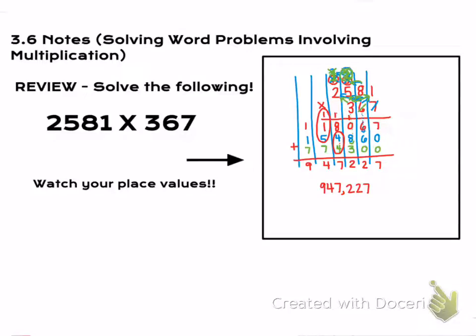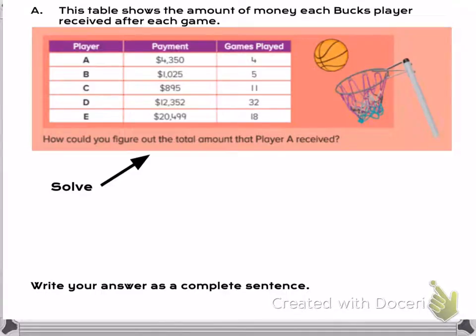Next, we're going to be looking at word problems involving multiplication. If you look at the problem given, example A, you're looking at a chart that shows the amount of money each Bucks player receives each game. So player A makes $4,350 every game. Player D makes $12,352 every game. The last column is the number of games that they have played.